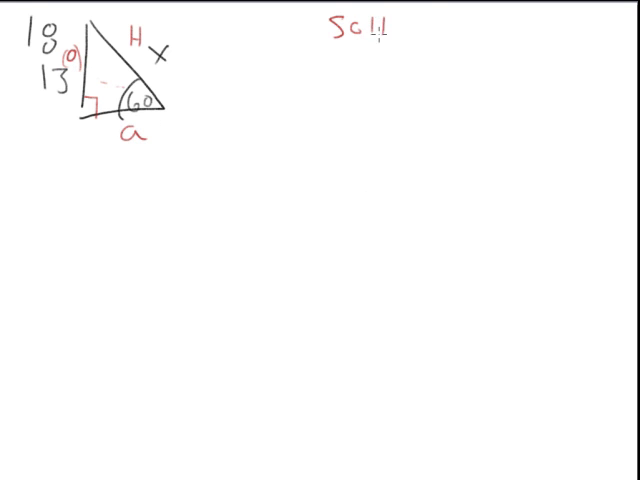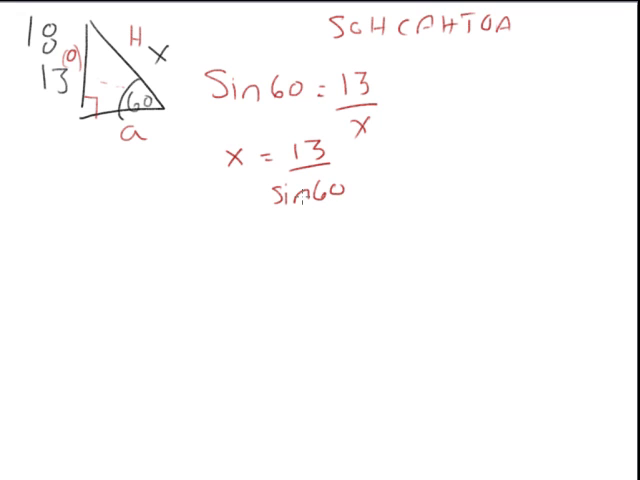So looking at SOHCAHTOA, I'm asked to find the hypotenuse and I know what my opposite is. So if I know what my opposite is and I'm trying to find my hypotenuse, I would be using sine. So I'm going to have sine of 60 equals 13 over x. This is where you do the switch, so x equals 13 over sine 60, and this all equals 15.